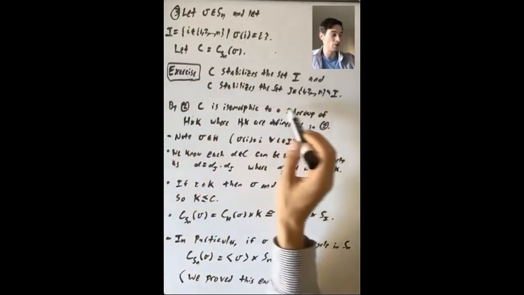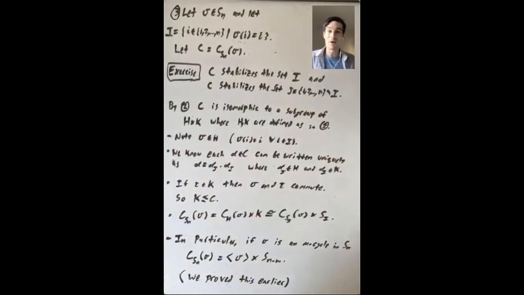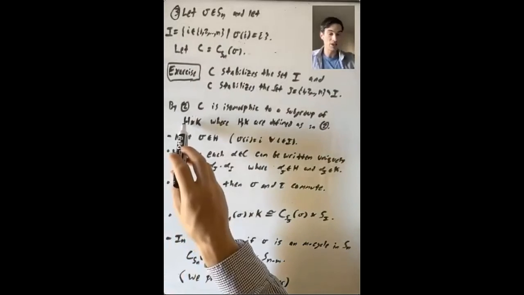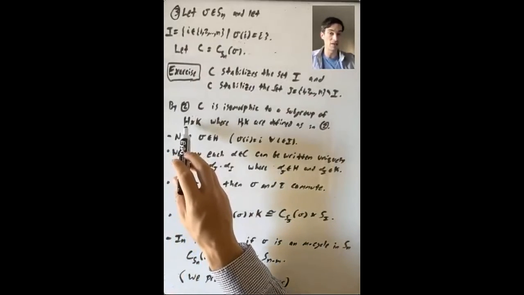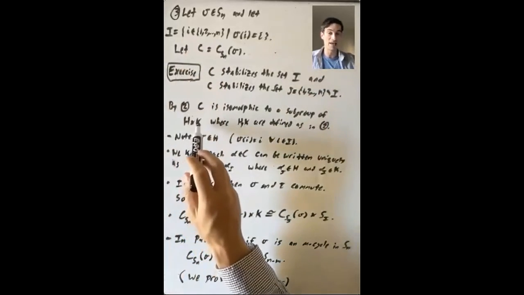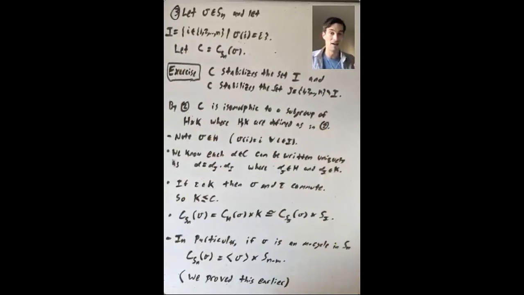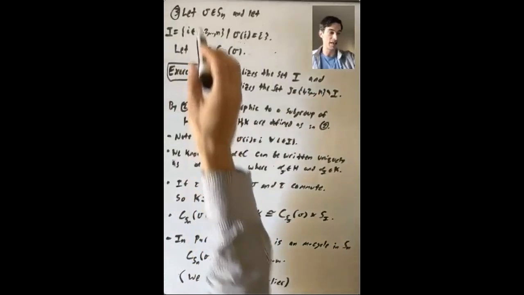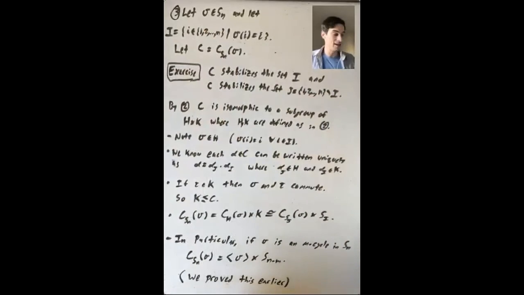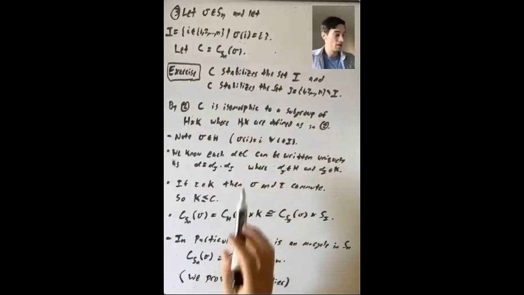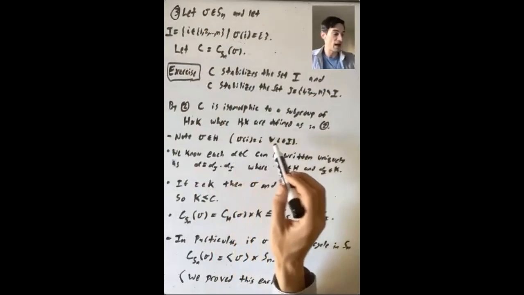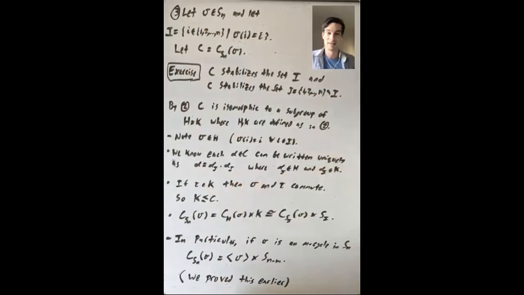So if C is isomorphic to a subgroup of this setwise stabilizer, then it's isomorphic to a product of H, which is the pointwise stabilizer of the subset I, and K, which is the pointwise stabilizer of the subset J. Okay, so let's first note this permutation sigma that we used to get this whole thing started is an element of this H, as we defined in the previous example. Why? Because sigma of i equals i for all i in the index set.